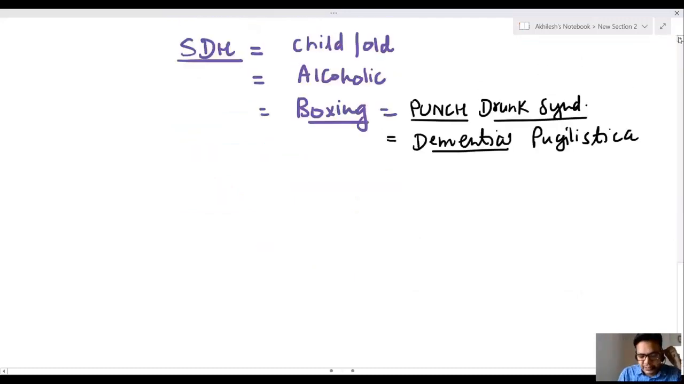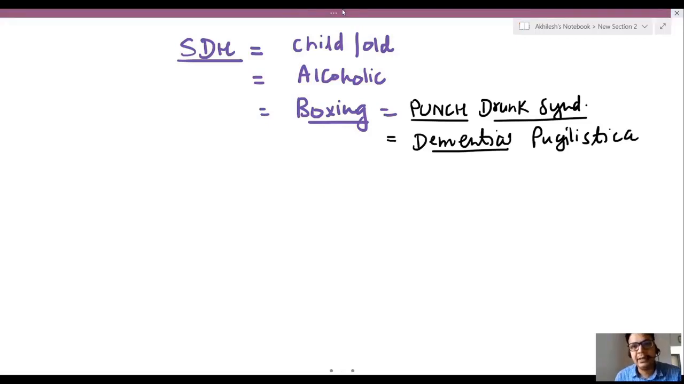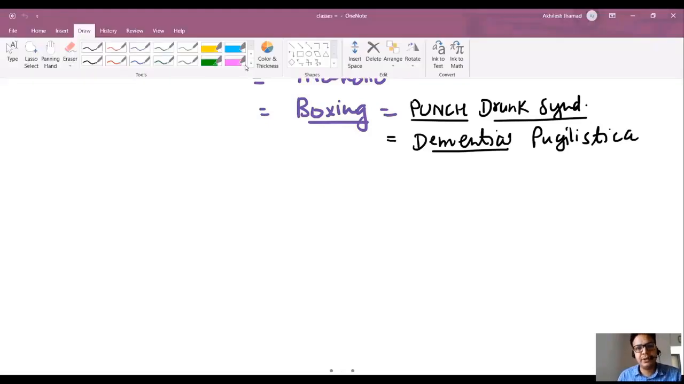Subdural hematoma is common in children and old persons. Second, alcoholics. Third, in boxing injury, there is punch drunk syndrome. After a punch, you behave like a drunk. This is known as punch drunk syndrome.